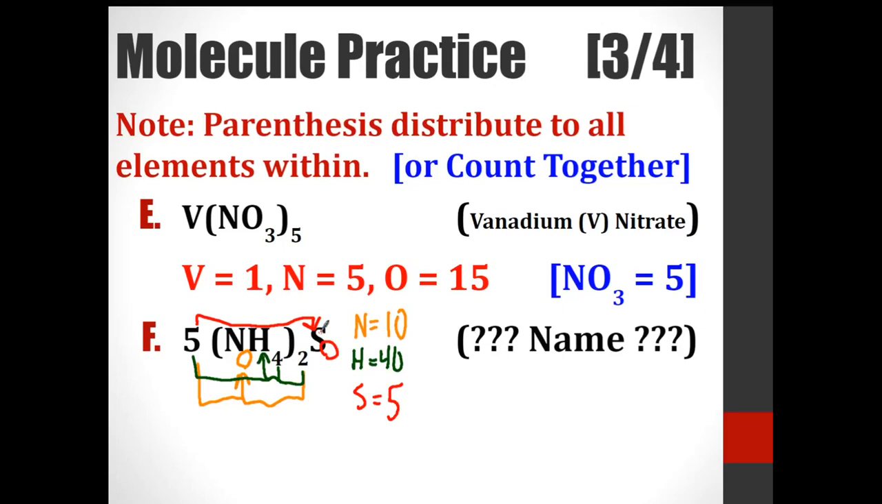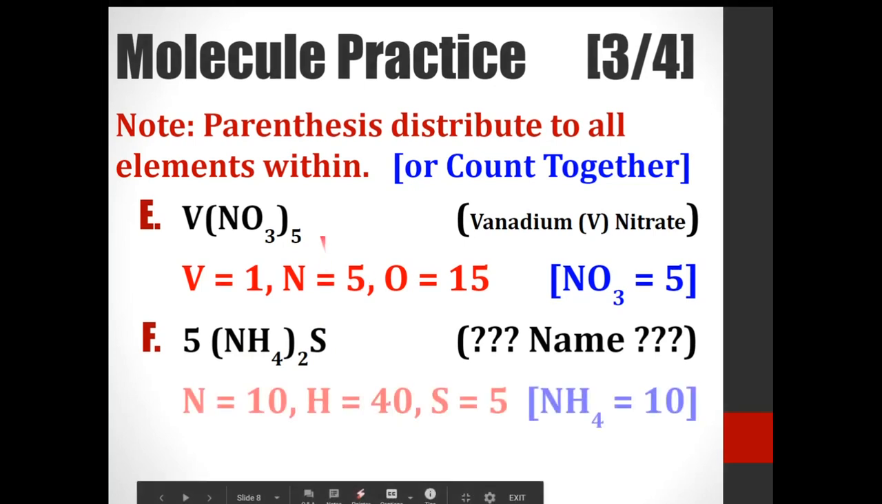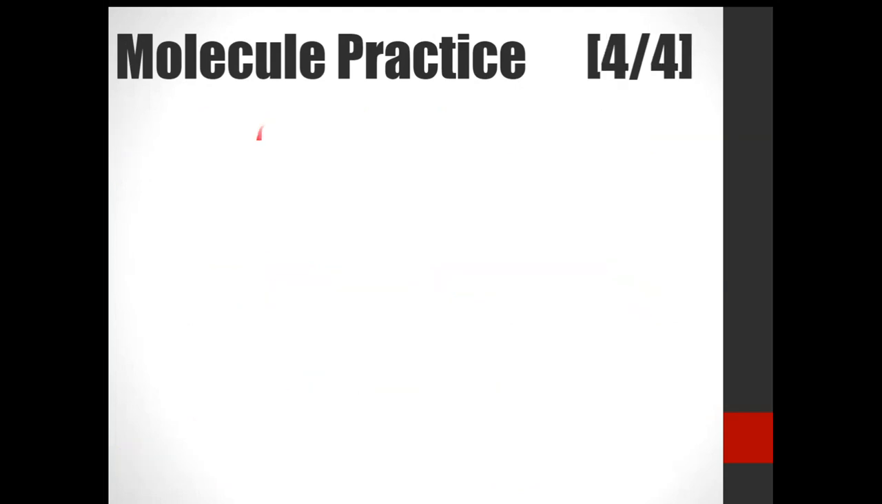Translate 5(NH4)2S. So we start with the 5. The 5 means 5 molecules. NH4 is ammonium. You should know this from your ions. This also makes it an ionic compound, which means sulfur just becomes sulfide. So this is 5 molecules of ammonium sulfide. And that is the main lesson that you're going to be doing today, being able to take the chemistry written and write it out in English, and then going back and forth. That's what you're doing today. Tomorrow we're going to balance.